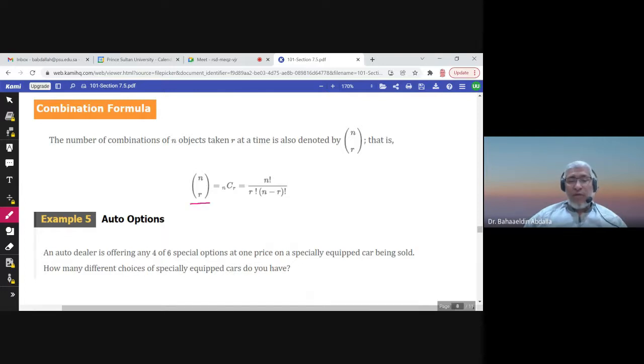Also, this symbol is an important symbol, and we use it as well. So NCR means this one. This also means NCR, combination. Let us see an example.